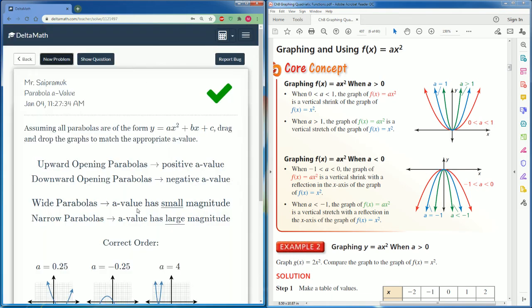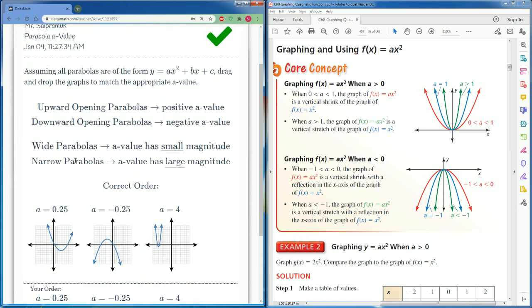So there you go. When a has a positive value, it points up, and when a is a negative value, it points down. Now ignore the negatives and just look at the magnitude to see if it's wide or narrow. If a is a small value, which is a fraction, it is wide, like 0.25. But when a is a big number, it gets super narrow, like a equals 4. There you go.